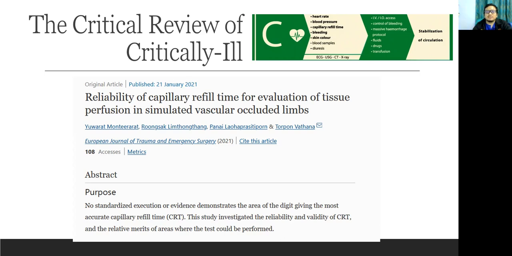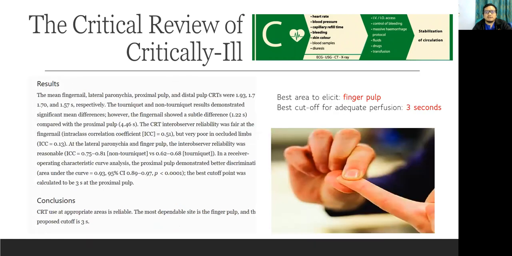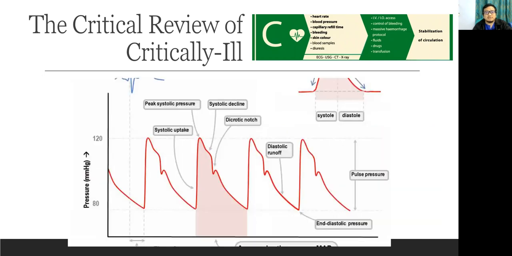Palm. Okay. So in this study in Thailand, they wanted to see where is the best place to do it, and they found out the best place is the finger, palm, and the best cutoff actually is 3 seconds, not 2 seconds. Okay, 3 seconds. But usually in textbooks, we say 2 seconds capillary refill time.